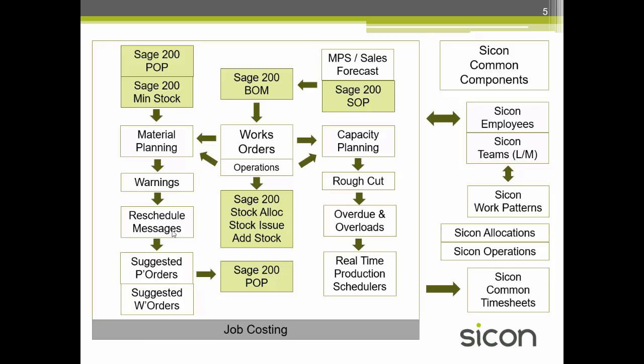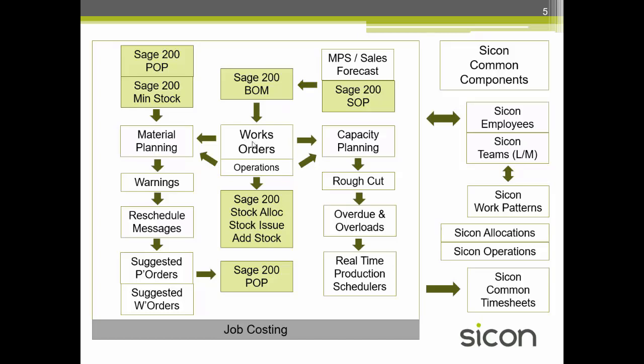We also generate reschedule messages where purchase orders could be pulled forward, if possible, pushed back, cancelled, and same with works orders. The result of that is what most people are looking for, which is suggested purchase orders. Obviously, in some cases, there's also going to be suggested works orders if they haven't been generated yet to fulfill demand. But suggested purchase orders can then be generated straight out to Sage 200 as standard POs within the system, but they're linked back to that MRP demand and the reasons they were originally generated, which is really helpful if you come to look at an order later on.